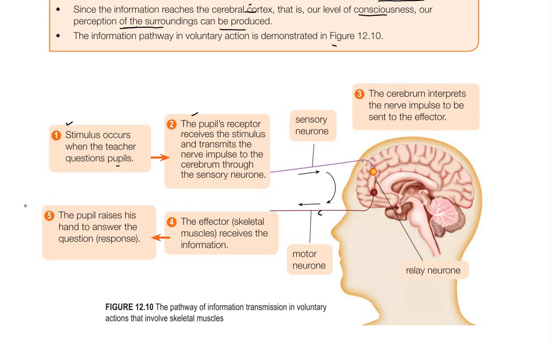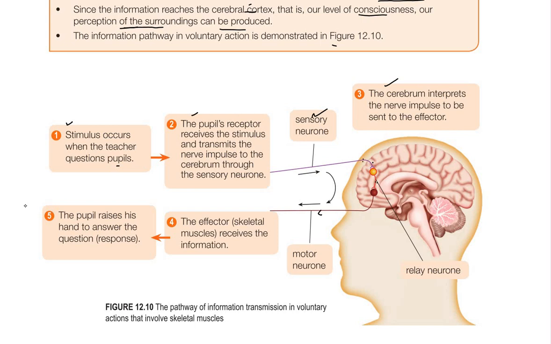Then the receptors produce the nerve impulse and transmit it to the cerebrum through the sensory neuron. Remember, the sensory neuron's function is to transmit the impulse from the receptor to the cerebrum. The cerebrum interprets the nerve impulse to be sent to the effector. So here, the sensory neuron sends the impulse to the cerebrum. Then the cerebrum will interpret and send the impulse to the effector.